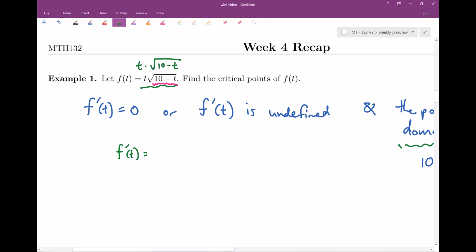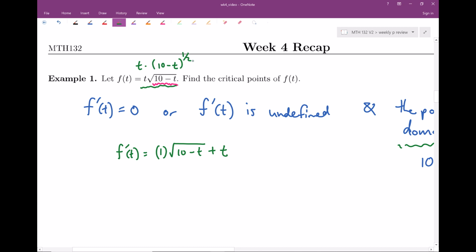F prime of t is equal to the derivative of the first, well, the derivative of t is just 1, times the second, plus the first, times the derivative of the second. And here you may even want to rewrite the square root. We could rewrite this as raised to the 1/2 power. So that's showing that I'm really going to be using the power rule here.